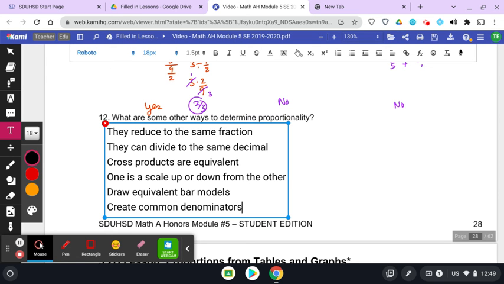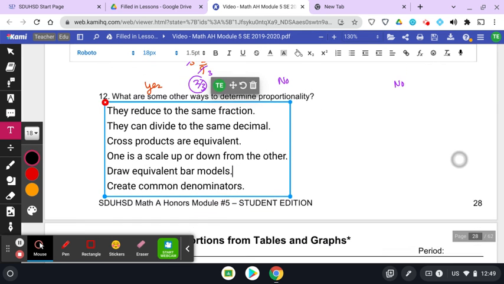There were so many ways that you explored the concept of proportionality in 5th and 6th grade. And this was just a review of some of the things that you did in 5th and 6th grade. Okay, that is the end of 5.2a.